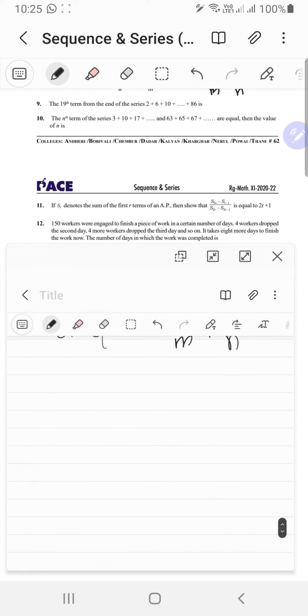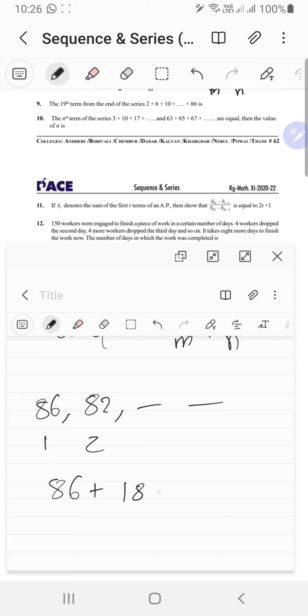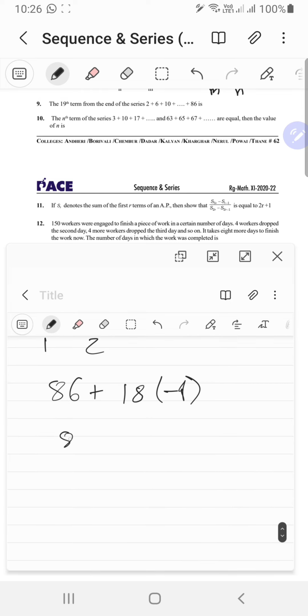Next, the 19th term from the end of the series 2 plus 6 plus 10 all the way to 86 is, so from the end of the series, no big thing, just reverse this series and that will start at 86. The difference is 4, so 86, 82, and so on. This is the first term, this is the second term, so it's 86 plus 19 minus 1, which is 18, into minus 4. 86 minus 72 is 14, I think.